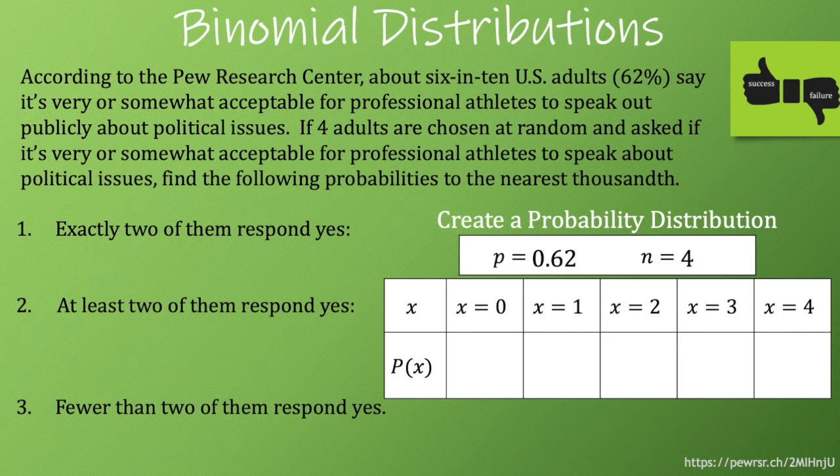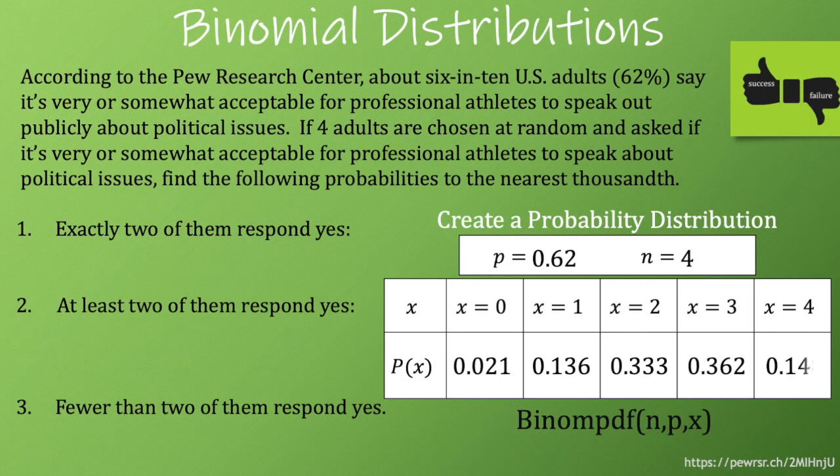And of course we have 4 adults. So we're going to use the binomial PDF function of our calculator and calculate the probability of each of these. The probability of 0 adults saying that it's acceptable is 0.021. The probability of 1 adult saying it's acceptable is 0.136, and then 2, 3, and 4. Each of those you're plugging into your calculator. Now we can find the probability that exactly 2 of them responded yes is right here, 0.333.